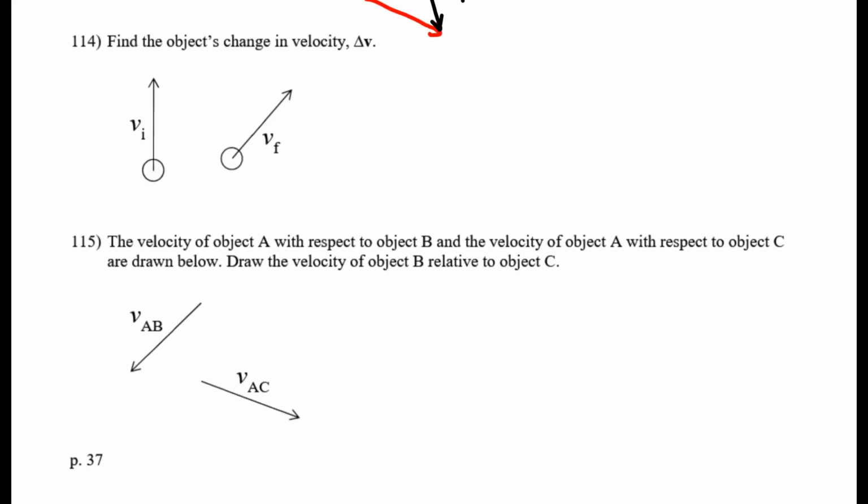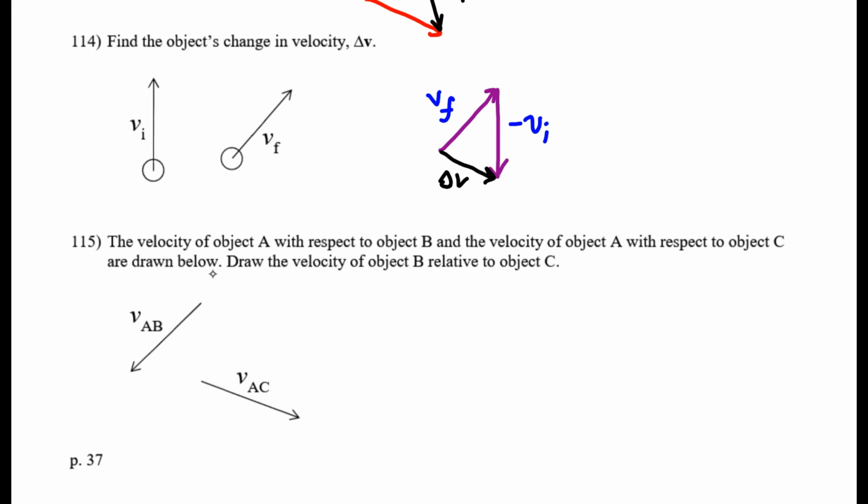I'll do these last two. Here's v final, that's negative vi. And if I add those tip to tail, again, I'm doing vf plus negative vi, and vf minus vi, or vf plus negative vi, gives the change in velocity.